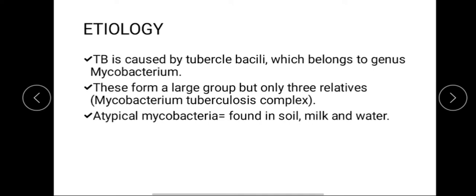Now we are discussing tuberculosis, so let's get further and learn about the etiology of tuberculosis. TB is caused by tubercle bacilli, which belong to the genus Mycobacterium. This forms a large group, but only three relatives: the Mycobacterium tuberculosis complex, and atypical Mycobacterium bacteria, which are found in soil, milk and water. As we have already discussed how it is caused, if one person is infected and sneezes or coughs in a public area, then a person nearby has more chances of developing TB.